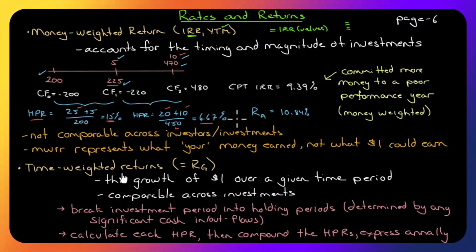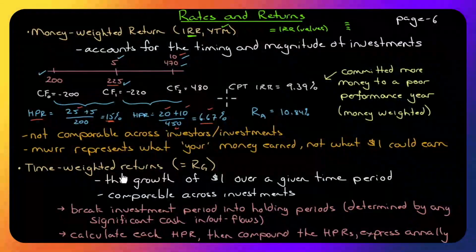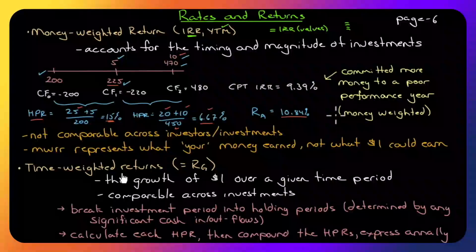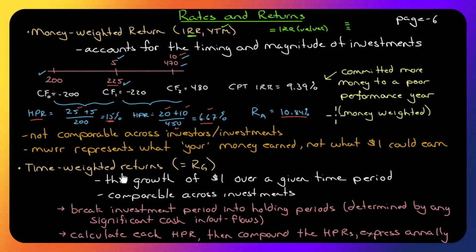But notice what we did. We committed more money at the beginning of a period that had a lower return. So the return on our money will be lower than some arithmetic return because we're committing more money at the worst returning period. If we just calculate an average return, 15 and 6.67 divided by 2, you get 10.84. If we calculate the internal rate of return, we can use Excel's function to get that done.